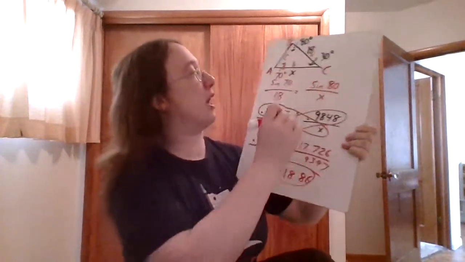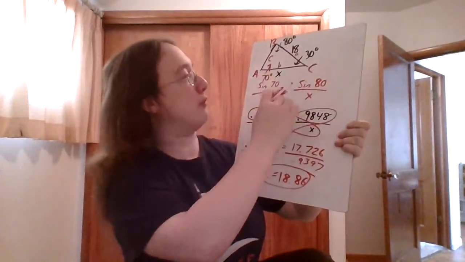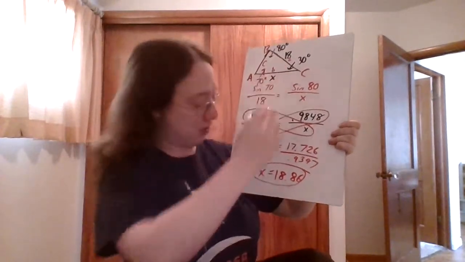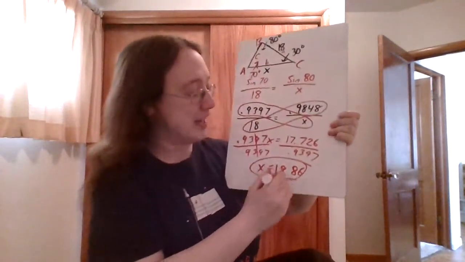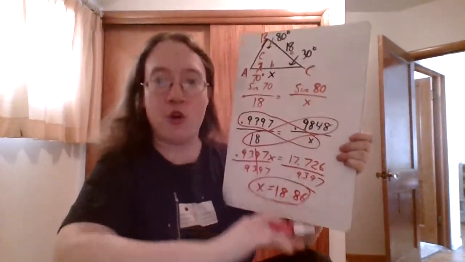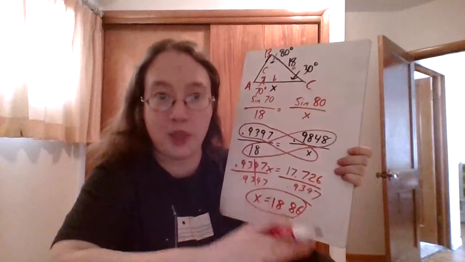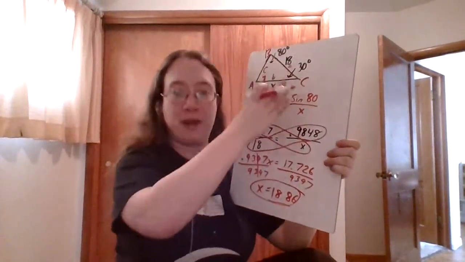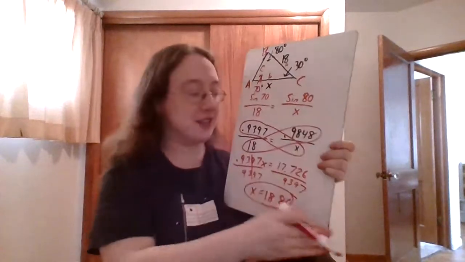Which, if we're looking back up at our triangle, that looks like a reasonable thing to get, because 80 was across from this, so that's our biggest angle. It's going to be across from our longest side. 18.8 is bigger than 18. 70 is pretty close to 80, so those sides should be pretty close together. We're in the right ballpark. So once you got your answer, just go in and double check and make sure that that answer makes sense with the triangle that you got.